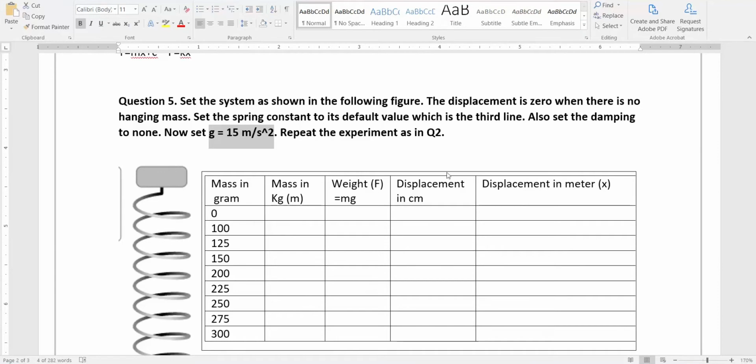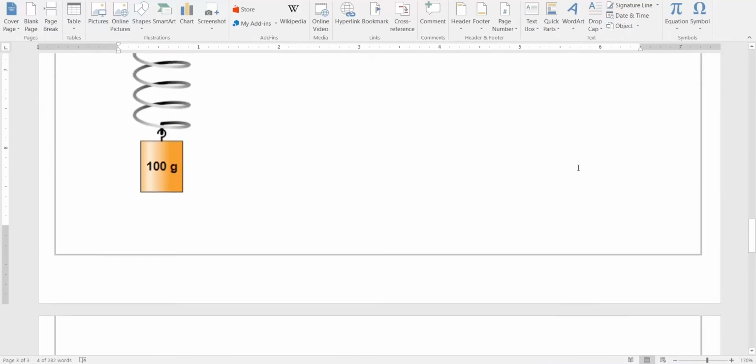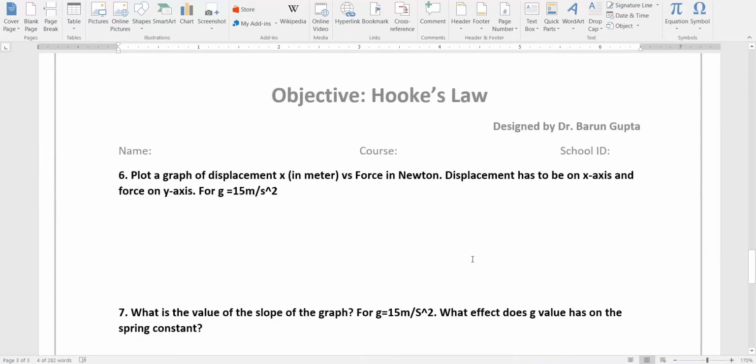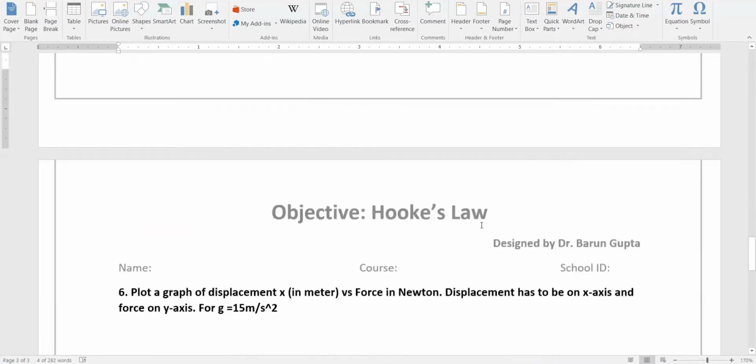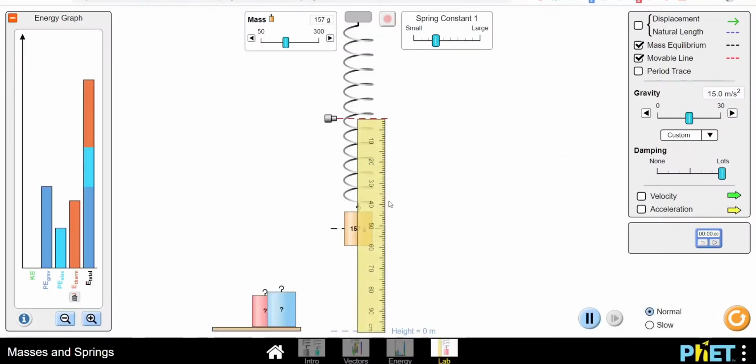Okay, I think this is it for this very simple experiment, and make sure that you answer all these questions too. And write down your conclusion clearly. What did you see? How much is the spring constant value? What is the effect of acceleration due to gravity on the spring constant?